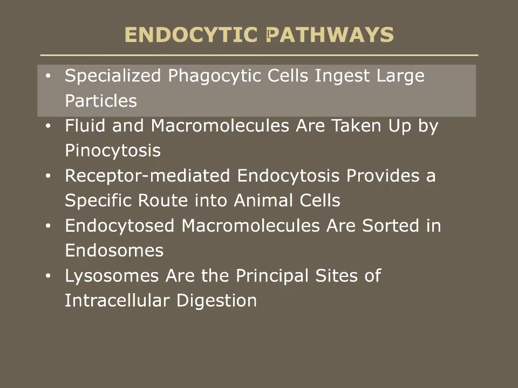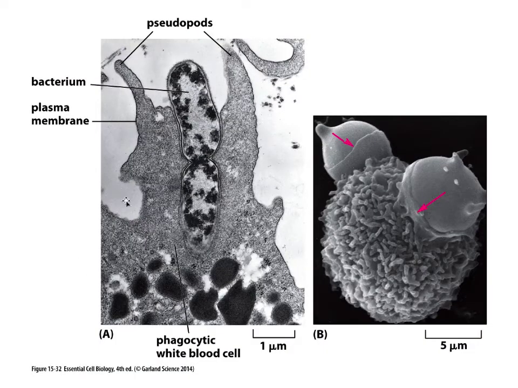Endocytic pathways bring material into the cell. Now, there are a number of mechanisms that operate, but there are two main ones: phagocytosis and pinocytosis. So phagocytosis is the engulfing of large material from the surroundings of the cell and bringing that material into the cell. Classic examples of this are white blood cells consuming bacteria.